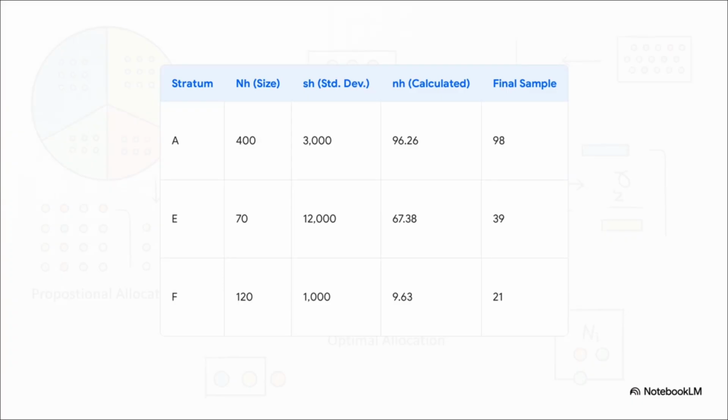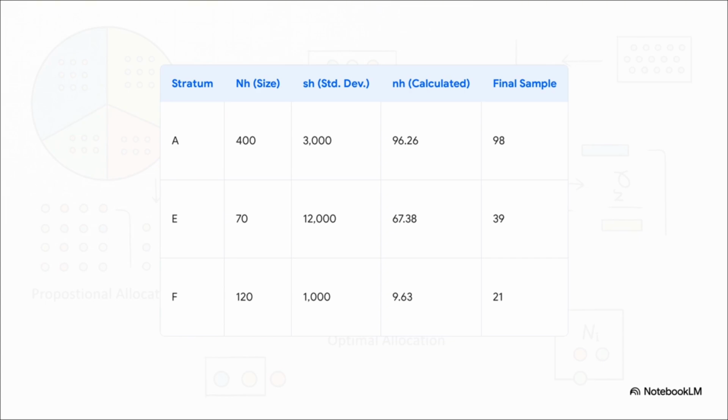This table just brings the whole concept to life. The researchers divided their study area into different strata based on where they thought the caribou would be. Now, just look at stratum E. It's not the biggest area, only 70 units, but the researchers knew the caribou numbers there were really unpredictable, a huge standard deviation of 12,000. So what does Neyman allocation do? It tells them to sample that area heavily, 39 plots, to nail down that uncertainty.